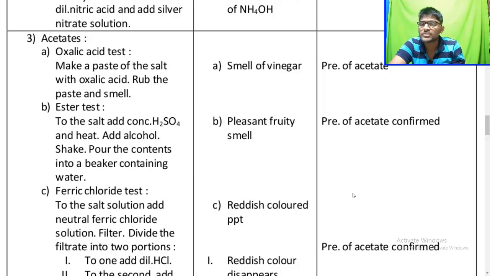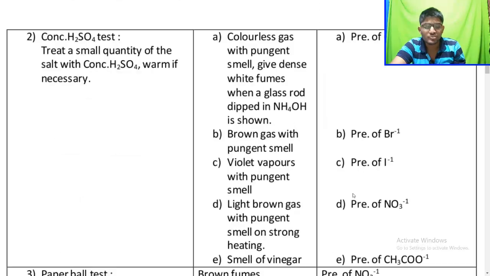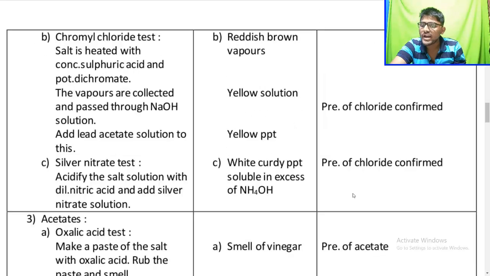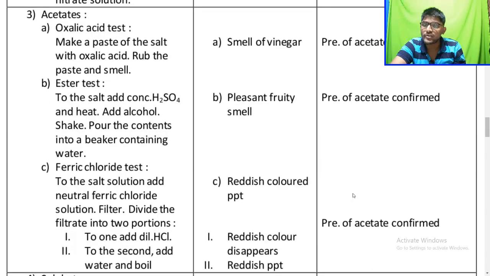I think the English is a little wrong. So the smell of vinegar will come, and hence the presence of acetate is confirmed. And to the salt, add concentrated H2SO4, as I told you. This is very important, so do refer to this.